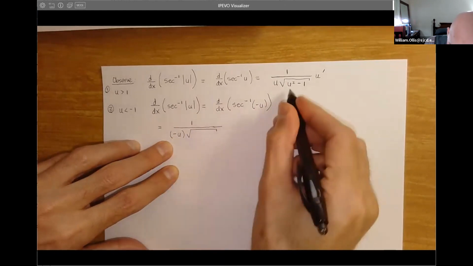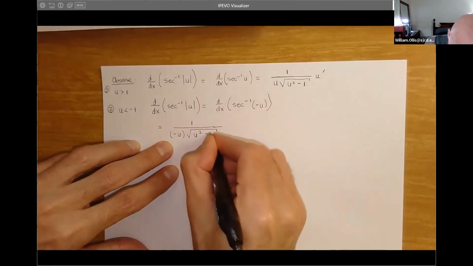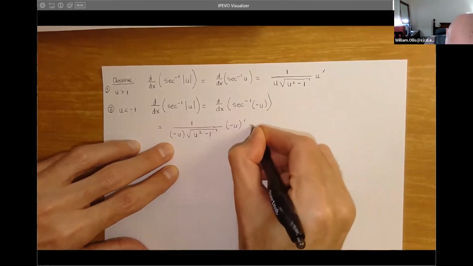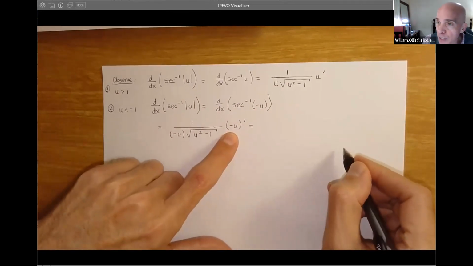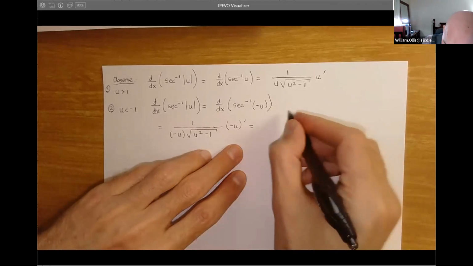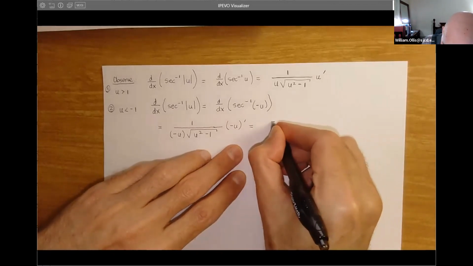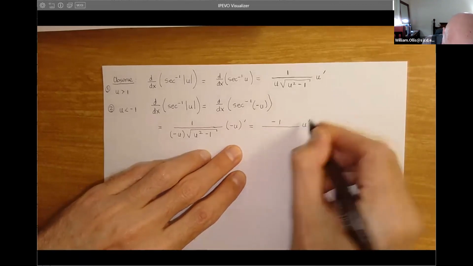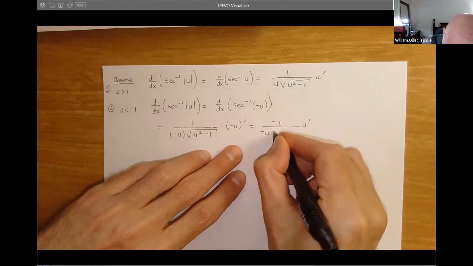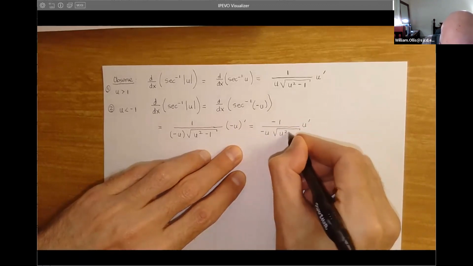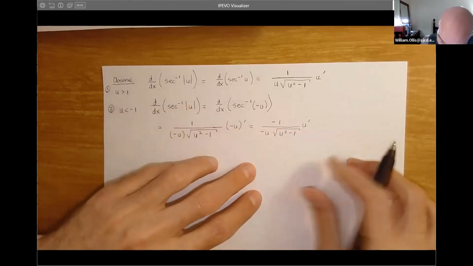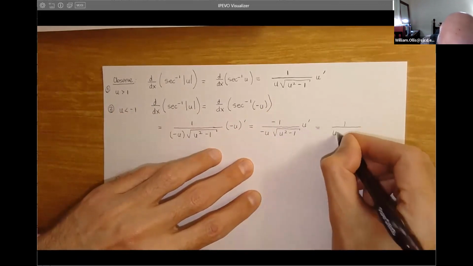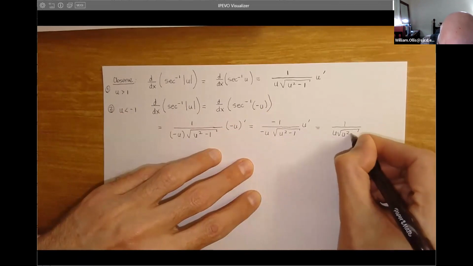And then when we square the negative u, we just get u squared minus one. And then we have negative u prime. Of course, the derivative is linear. The negatives are actually factored out, and then the negatives will absorb. So we get a negative one u prime. And then of course we have the negative u downstairs, u squared minus one. And of course the negatives absorb and we get one divided by u times the square root of u squared minus one, u prime.